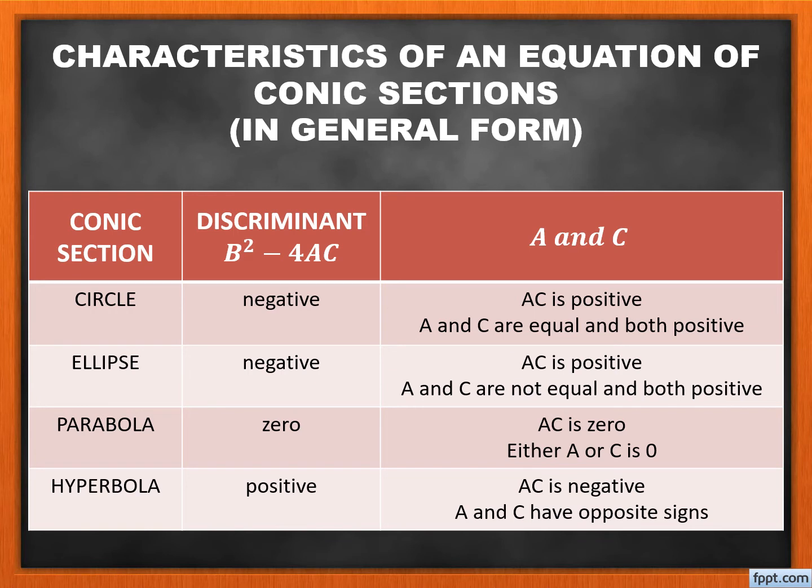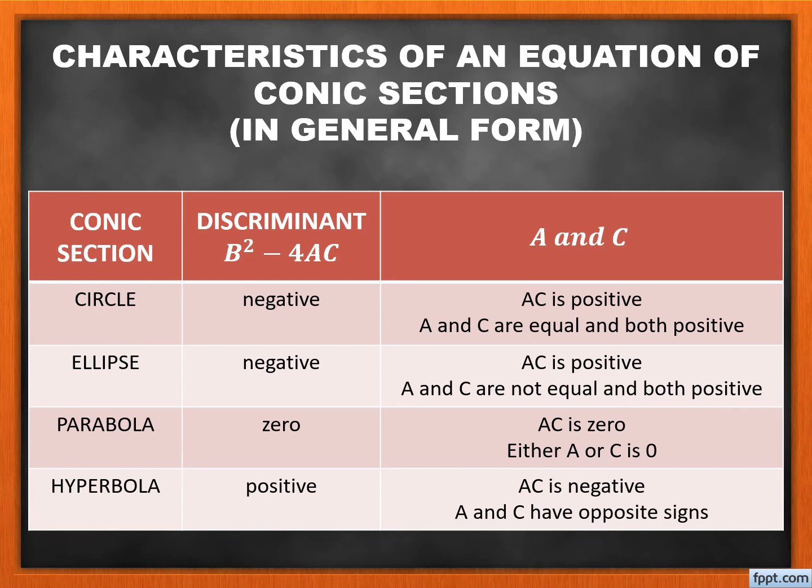On the other hand, ellipse also has a negative discriminant, kamukha ng circle. A times c is also positive, pero ang pinagkaiba niya sa circle, kapag yung a and c are equal and both positive, circle siya. Pero pag yung a and c are not equal or hindi sila parehas, pero both positive pa rin, therefore it is an ellipse.